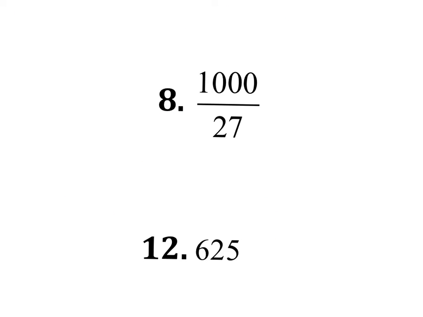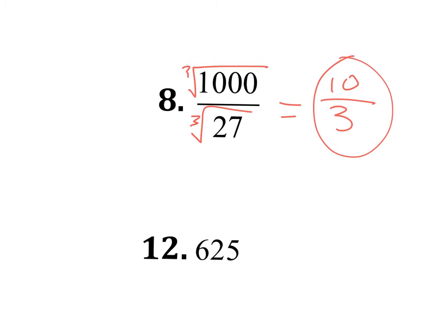Let's backtrack to number 8 here to see. We're finding the cube root of the whole thing, which is the same thing as finding the cube root of each component, and then just dividing at the end if possible. So the cube root of 1,000 is 10. And the cube root of 27 is 3. And 10 over 3 is a fine answer there.